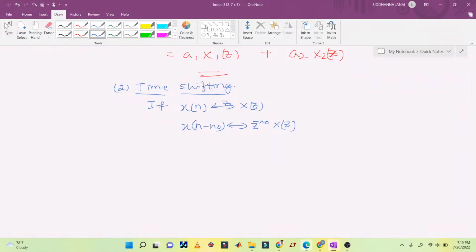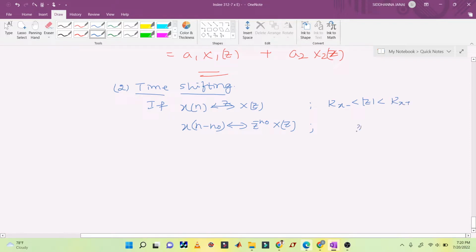And here the ROC for this one, if it is Rx minus less than z less than Rx plus, the same ROC will be retained. ROC will be the same, but the time shifted version of the input signal will produce a Z transform multiplied by z to the power of the same amount of time shift n naught. Okay, so let us prove this property.